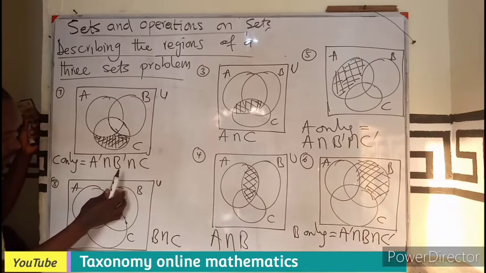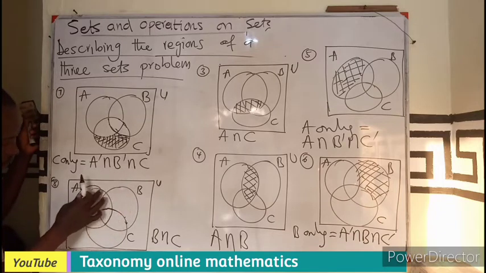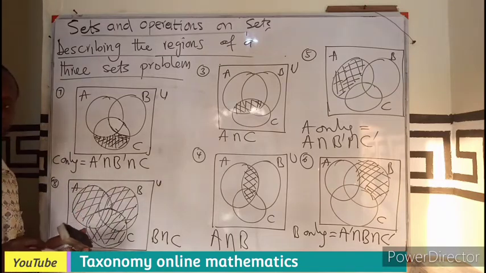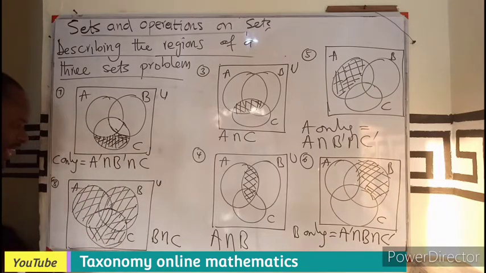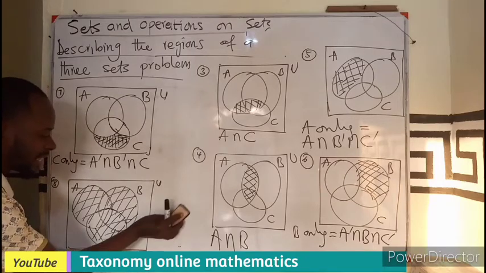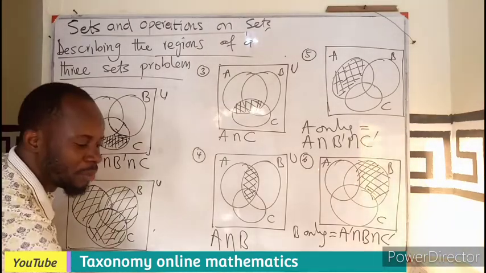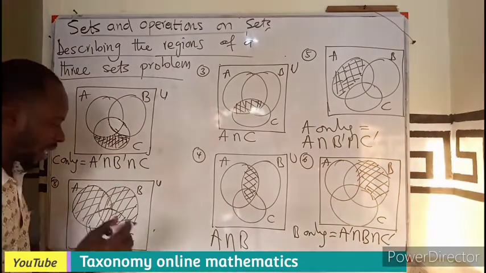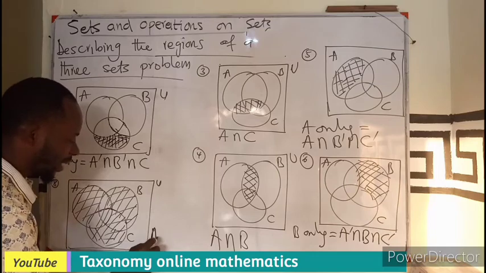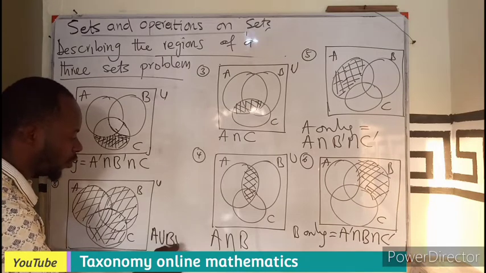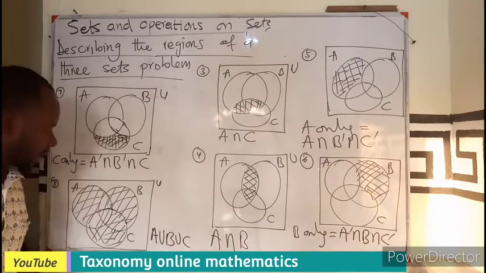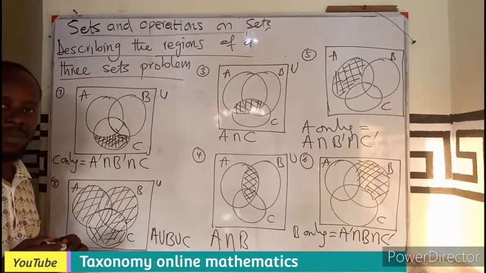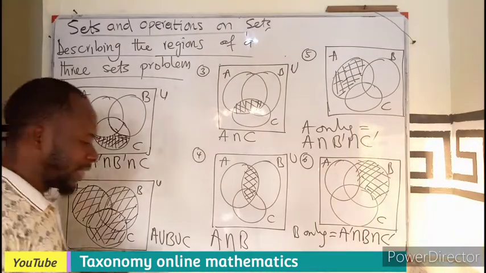Let's see if you want to shade this. What are you thinking of? What region do you think that will belong to? You can see A is being taken, B is being taken, and C is also being taken. Meaning all the regions included except region 8. So that is going to be A union B union what? C. A union B union C. All the regions included. Right?